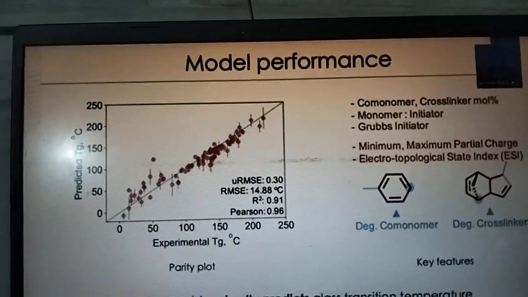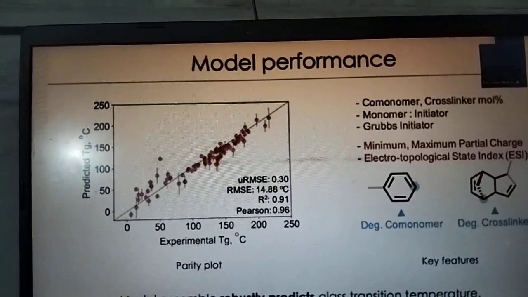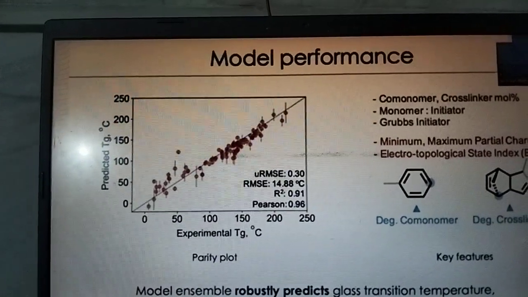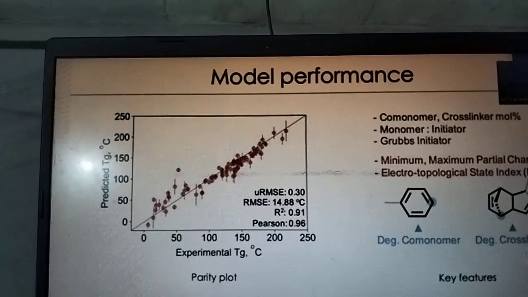model performance. This is my model performance. By using the graphical representation plot, monomers, cross-linkers. This is my one.